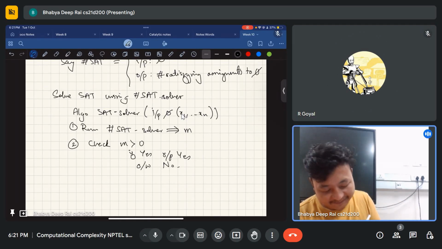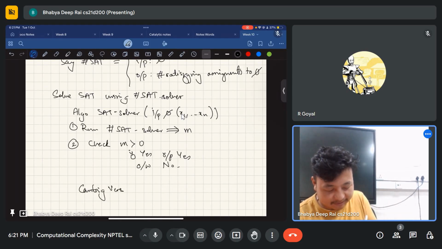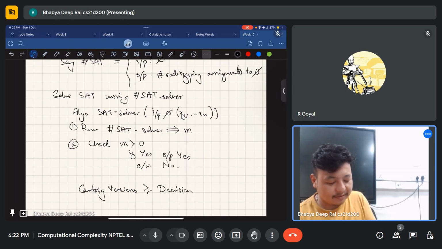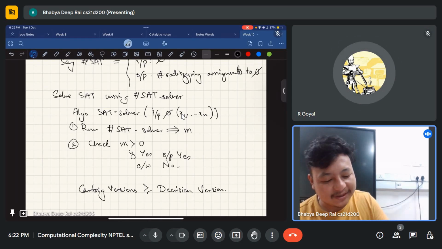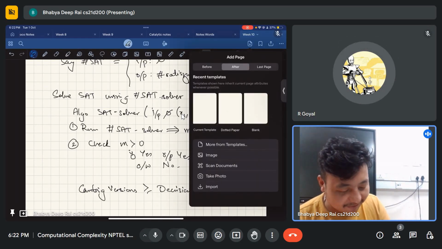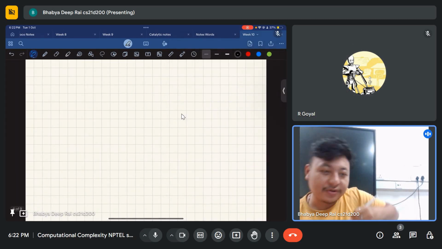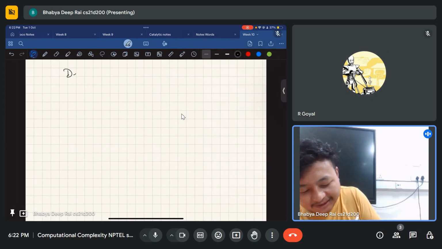So we have that the counting version is at least as hard as the decision version, with these examples. Now let's look at the opposite case that you are talking about. That is, let's go the other way: decision version to counting version.